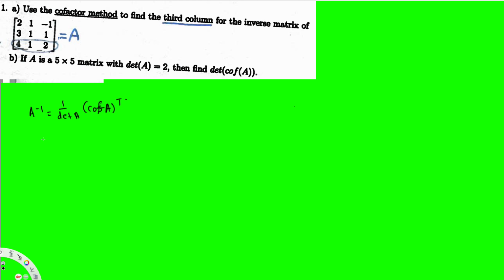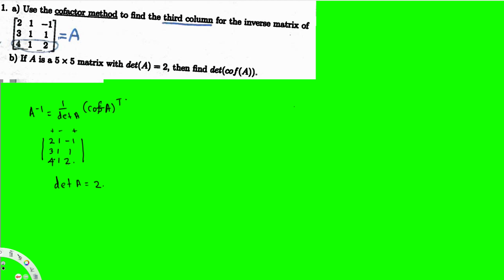To find the determinant of A, I take this matrix right here: 2, 1, minus 1, then 3, 1, 1, then 4, 1, 2, and I put the signs plus, minus, plus. The determinant of A will come out to be 2 times, and when I take the 2, I eliminate all the vertical and horizontal components of it. So we have 1, 1, 1, 2. I have to do AD minus BC in this one.